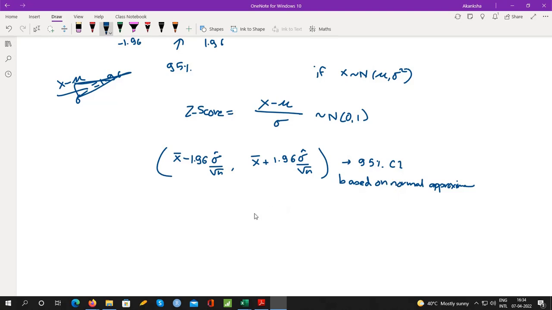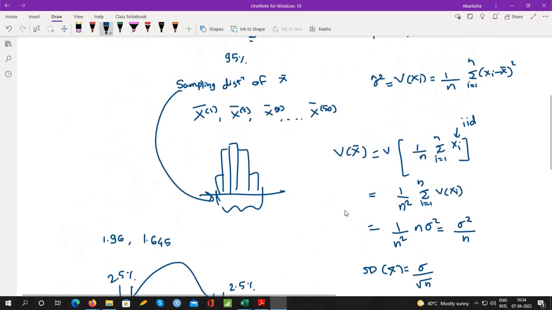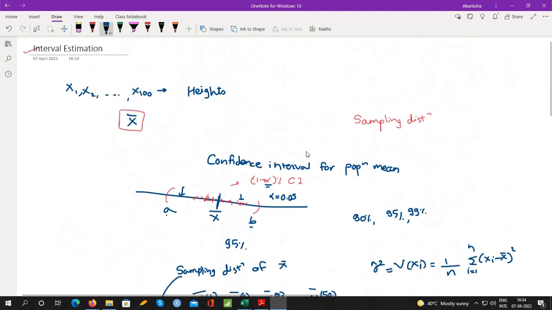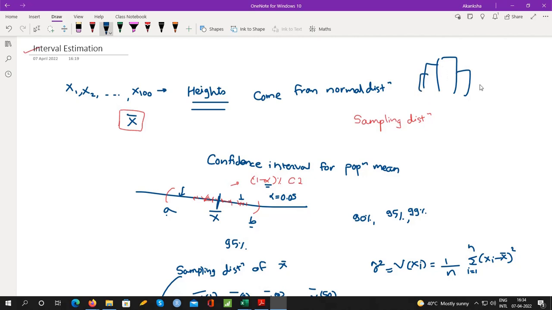Why normal approximation? Because while computing this confidence interval, we assume that these heights or any variables that we are recording come from some normal distribution. That is our assumption, that more or less if I plot all these heights, the shape of the histogram will be bell shaped. That is our assumption. And for many of the natural variables, it is satisfied without much issue. Is it okay?